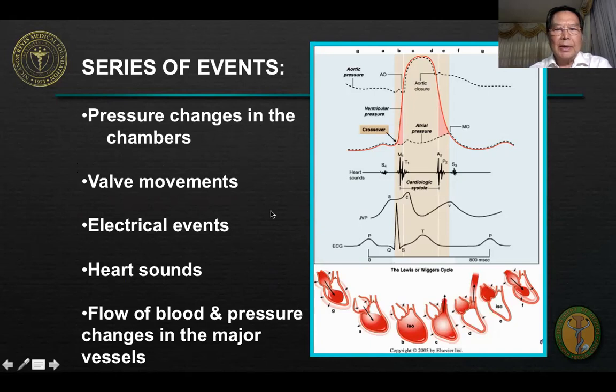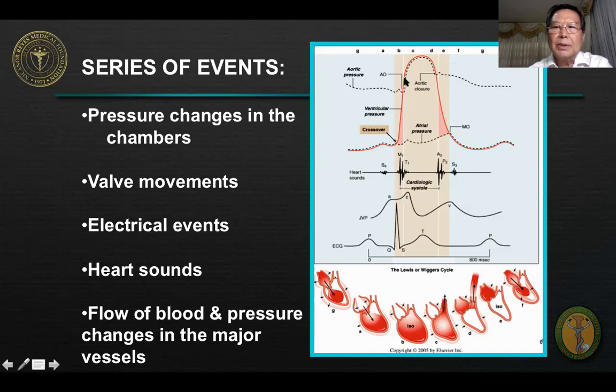The electrical events, which would be seen on the surface electrocardiogram. The heart sounds, which are usually demonstrated by your phonocardiogram, as well as the flow of blood and pressure changes in the various chambers and vessels. Again, this is basically what I was talking about.